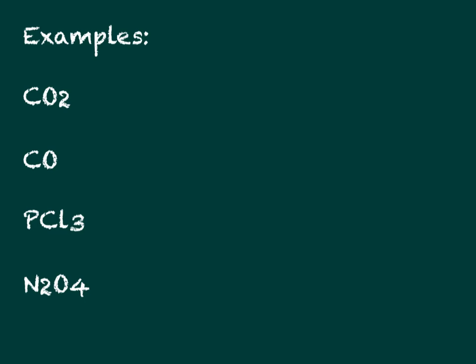I don't use the prefix mono for the first element if there's only one, and I see that there is only one carbon here. So I'm going to name this carbon, and then I'm looking at the second element, the oxygen, which has a 2 associated with it. My prefix for 2 is di, so this is carbon dioxide.